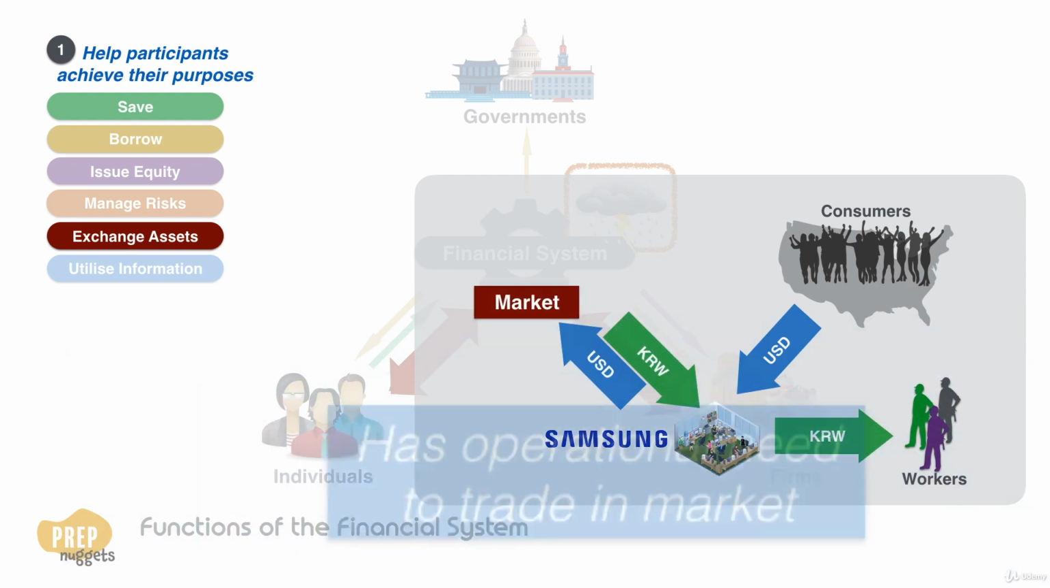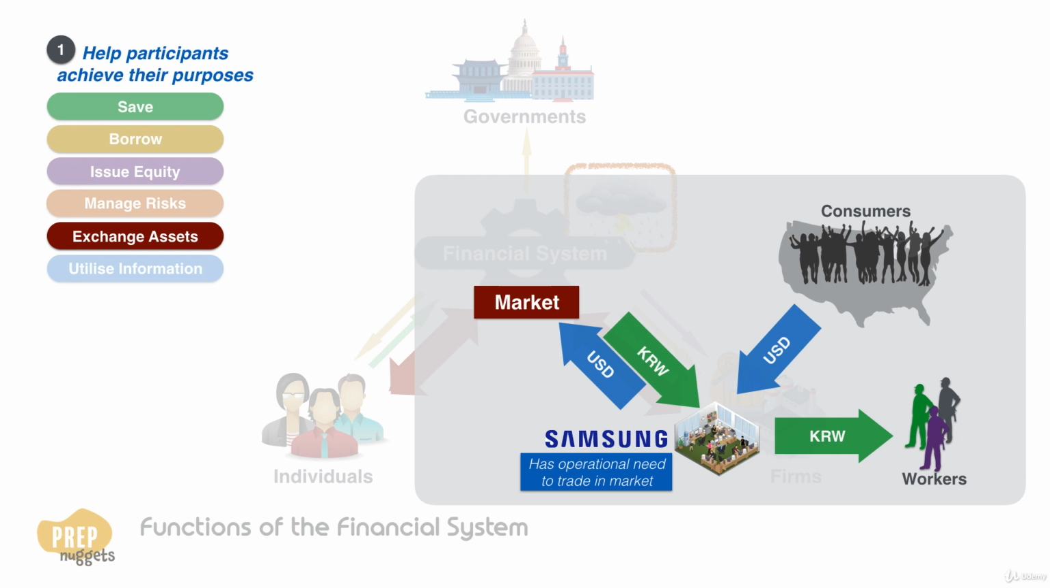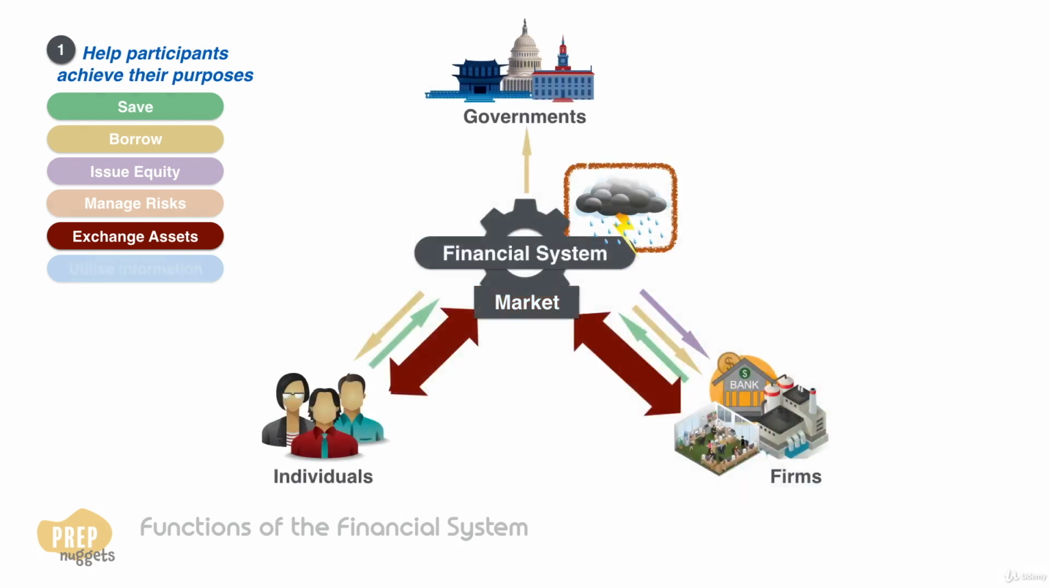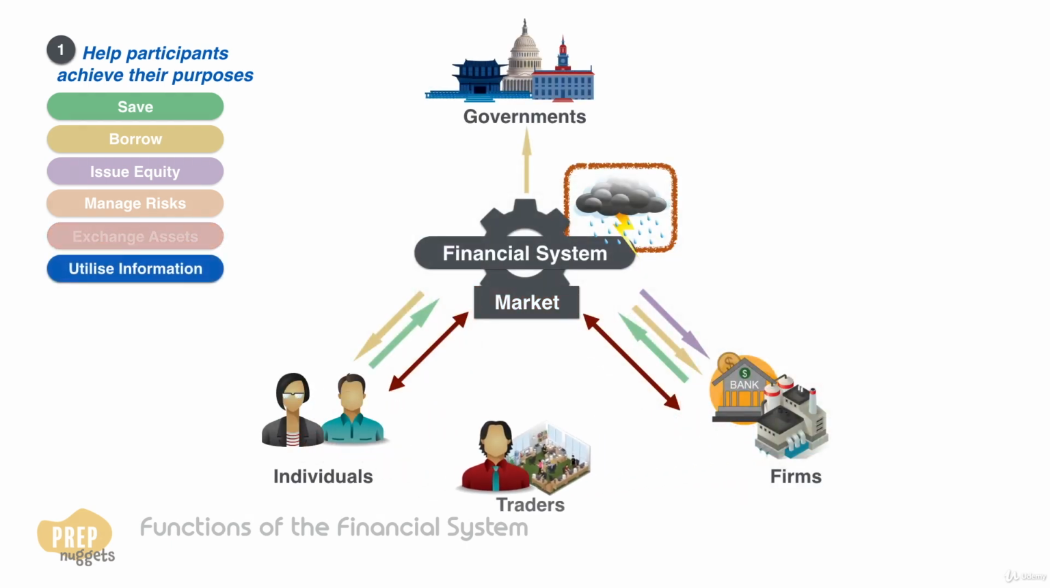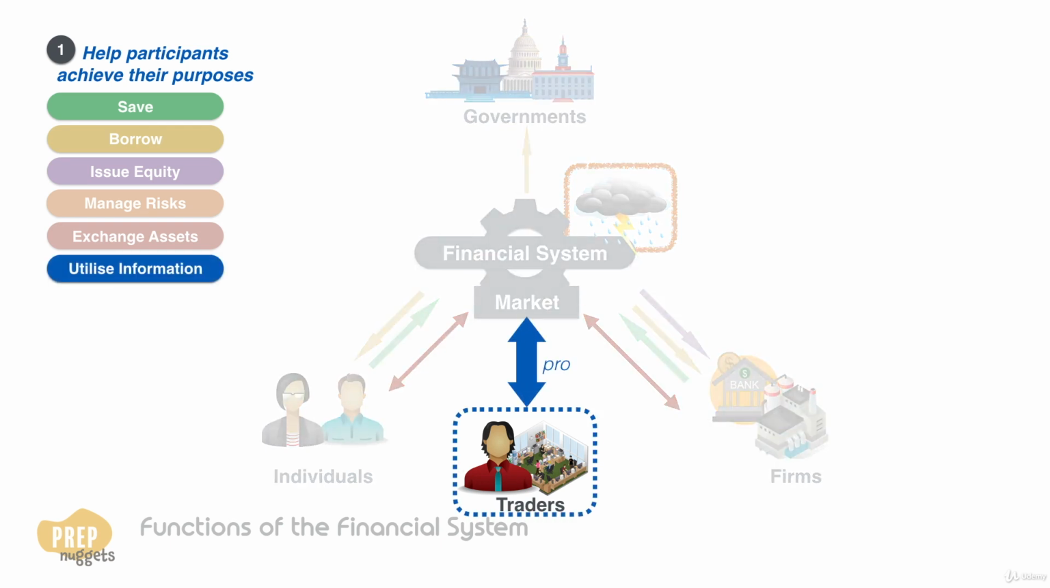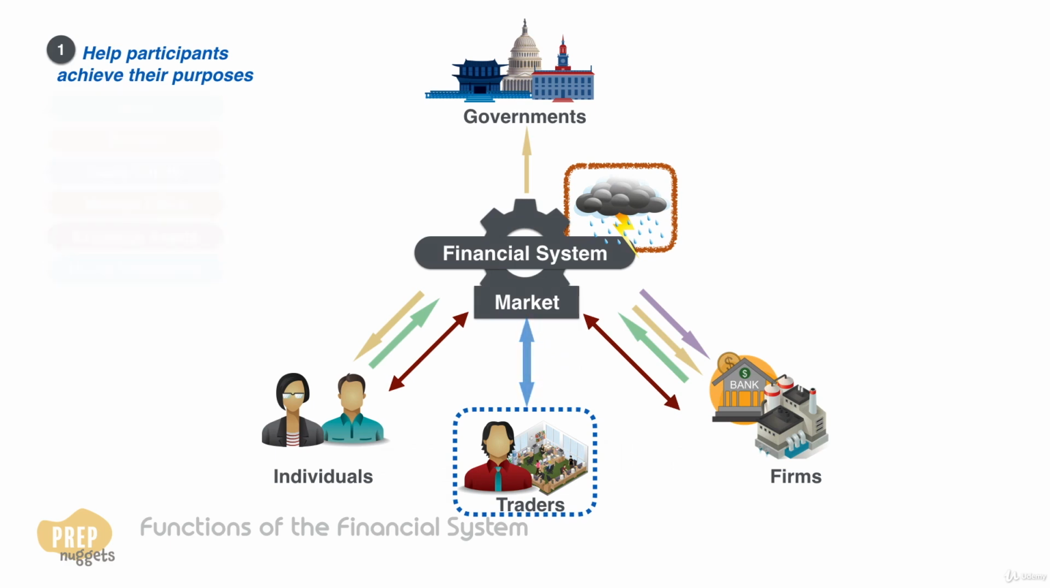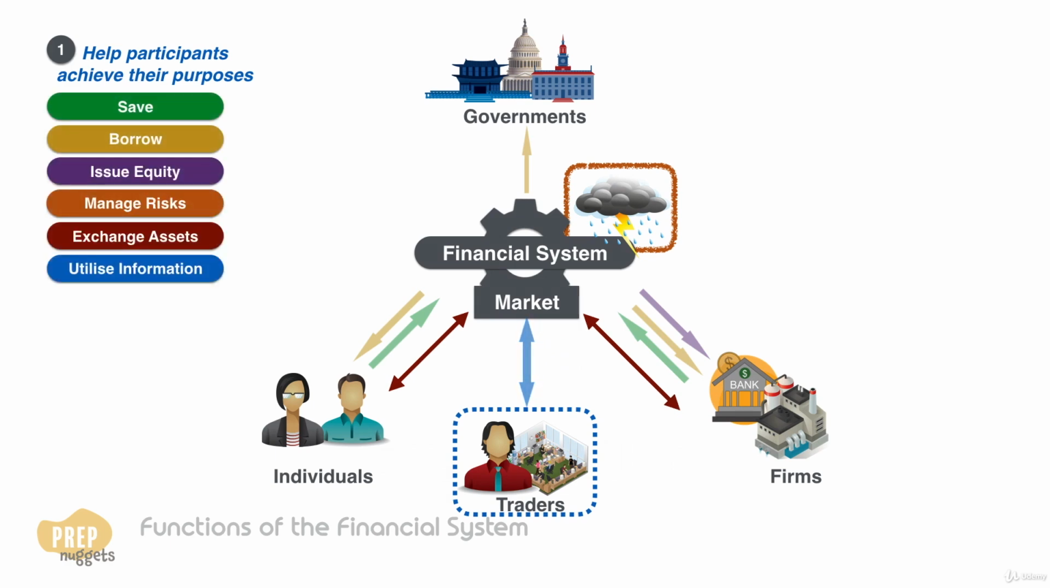So we've seen an example of a participant who has an operational need to trade in the market. Not all market participants, however, have an operational need to trade in the financial market. There is a sizable segment whose motivation is mainly to profit from trading in the markets. They trade based on information that they believe allows them to predict future prices. Investors who can identify assets that are currently undervalued or overvalued in the market can earn extra returns from investing based on their information. And these are the 6 aspects that the financial system has to help the participants achieve their purposes.